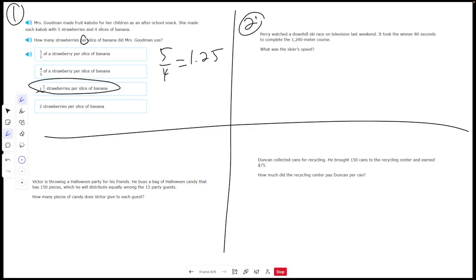For number 2, it says speed, so you should have done distance divided by time, so you should have done 1,240 meters divided by 80 seconds, which, I'm going to use a calculator real quick, should give you 15.5. So 15.5, and this is meters per 1 second.